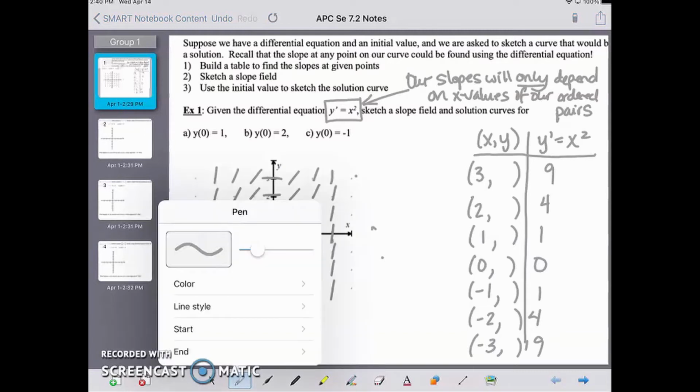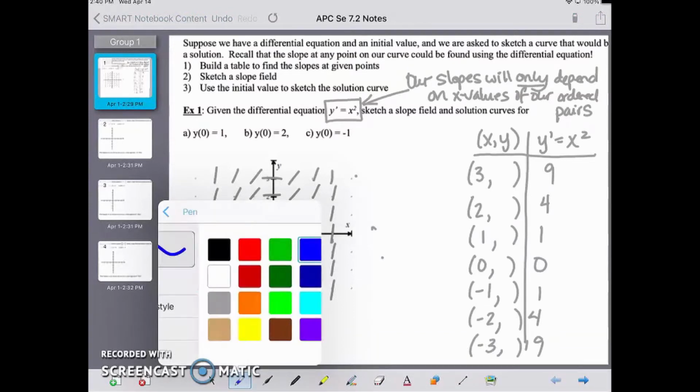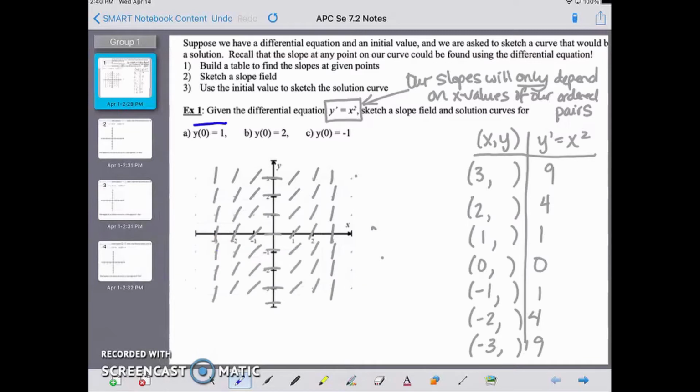So my first one, letter A, has the initial condition y of 0 equals 1. Okay, so I am going to sketch the solution curve for that in blue. So that means that y of 0 equals 1, that's an ordered pair on my curve. That means when x is 0, y is 1. So my solution curve for letter A has to pass through that point. And then basically I am just sketching, and I kind of did a poor job over here. There we go. I'm just sketching what my solution curve would look like by following the slope field.